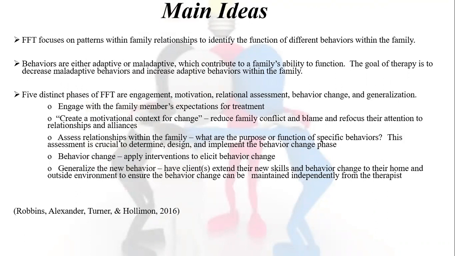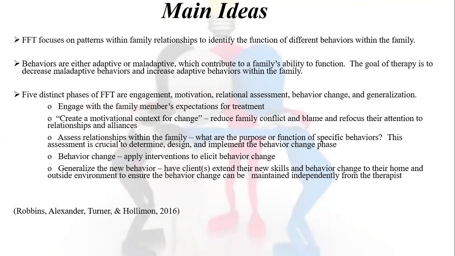To do this, FFT has 5 distinct phases, which are engagement, motivation, relational assessment, behavior change, and generalization. In engagement, the purpose is to engage all the family members and to make sure that they're all aligned with the expectations for treatment. In motivation, it's to create a context for change. You want to reduce the family conflict and blame and begin to refocus family members' attention on their relationships and alliances with each other.